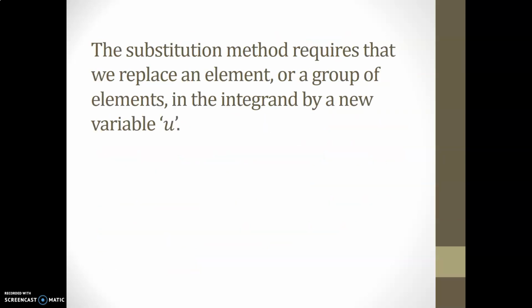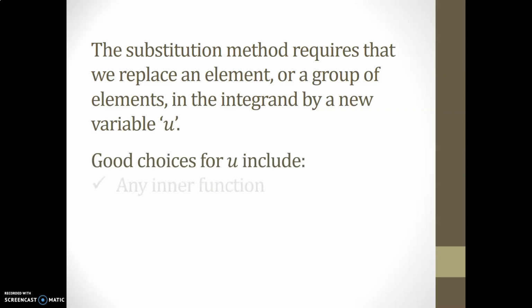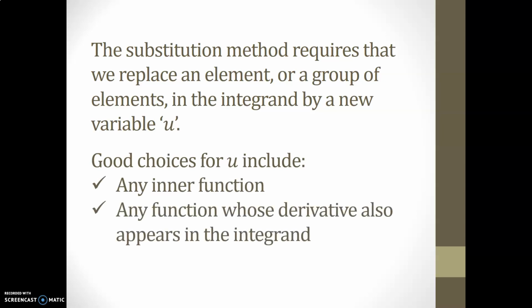The substitution method will require that you replace an element or a group of elements in the integrand by a new variable called u. This could also be w, could be y, could be z. It's up to you, the variable's name that you wish to choose. The educated guesses when it comes to picking who will play the role of u are inner functions that you might see within the integral, functions whose derivatives are also appearing in the integral, and possibly your last attempt would be to just try the denominator if there is one.